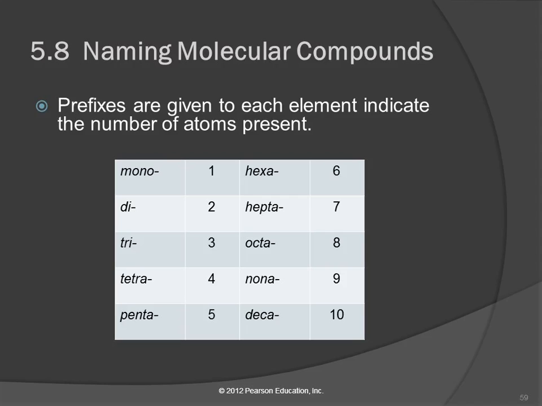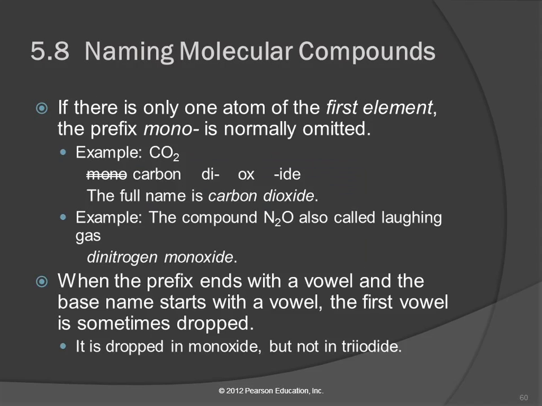Tetra is 4. Penta means 5, like pentagon, hexa 6. Hepta's a little weird, that's 7. Octa, nona, nona means 9, also sounds like 9. And deca is 10. Deca like decade, a decade is 10 years. So we need to know what those mean.